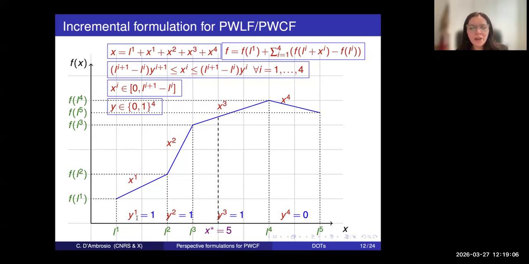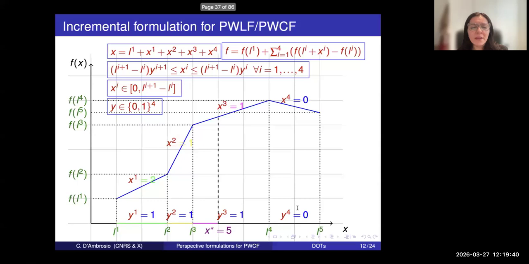So in this case, in order to get an x that is equal to 5, we need to start from L1, which is equal to 1, plus incrementally use the first segment, the second segment, and part of the third segment. What does it mean? It means that the binary variables of all the segments up to the segment where the value of x is will take a value 1, and the rest of the binaries will take a value 0.